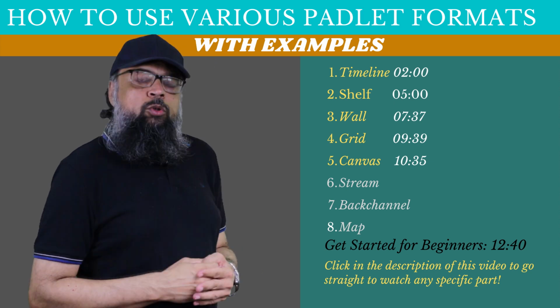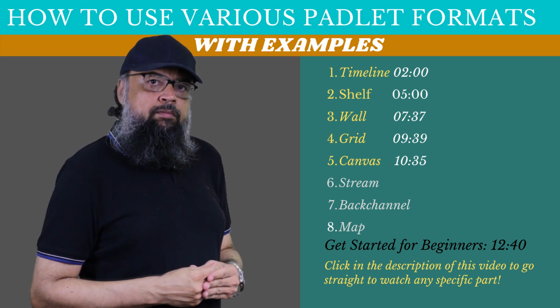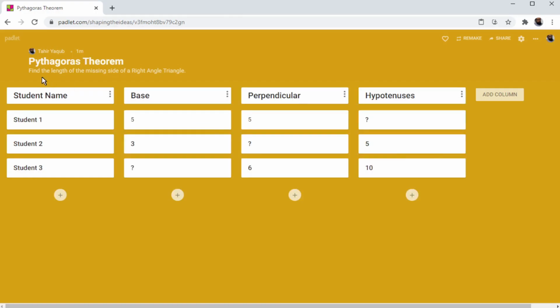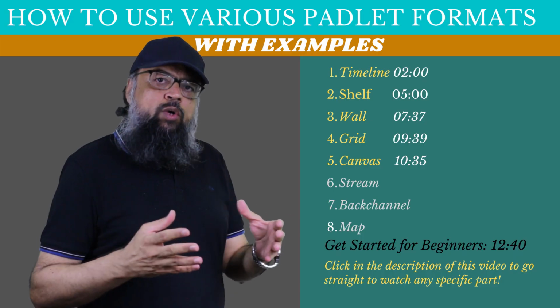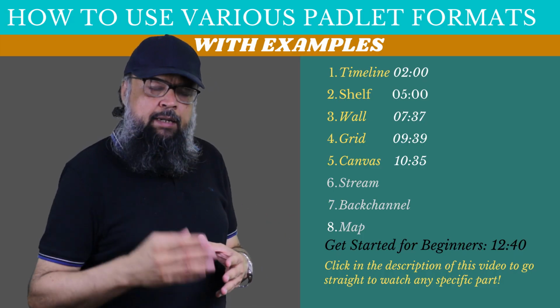Now another example of shelf layout could be that, for example, you are teaching Pythagoras theorem, and during the class you want to take a quick quiz. So what you can do is that you put the name of the students in column 1, and then you make 3 columns for base, perpendicular and hypotenuse, and you fill 2 entries and leave the third for the students to fill. This is just one example. You can create your own examples.